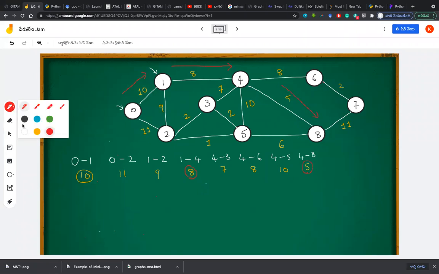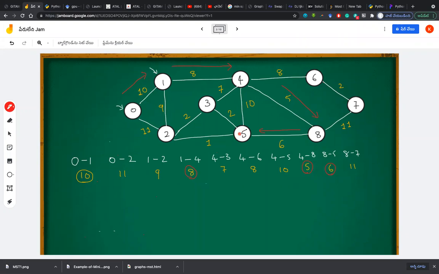Now we have to select a few other things. They are 8 to 5, because this is already there, and 8 to 7. What has been added? 8 to 5 is 6 and 8 to 7 is 11. Which is the minimum among them? 8 to 5. So 6 will be selected, and we are coming to this. So our spanning tree is up to this.